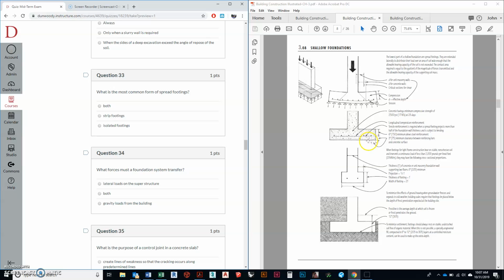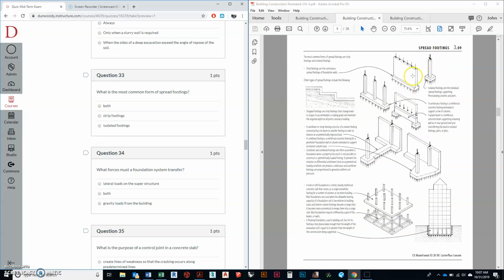So here we have shallow footings. Here we have spread footings. The most common forms of spread footings are strip footings and isolated footings. So we can look over here and see that that's probably both.